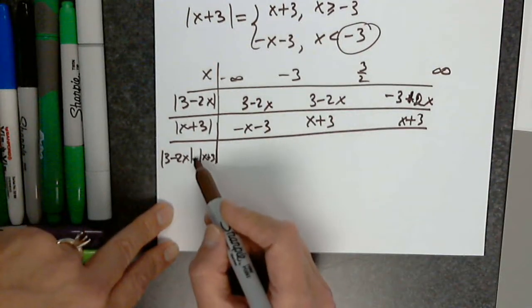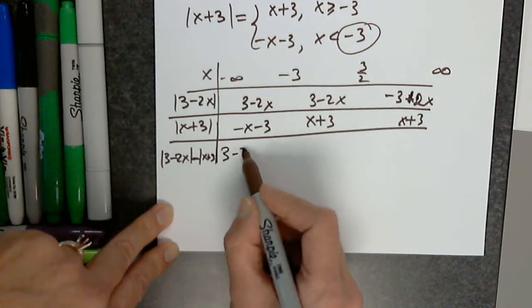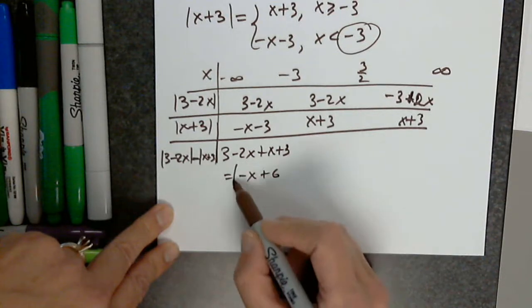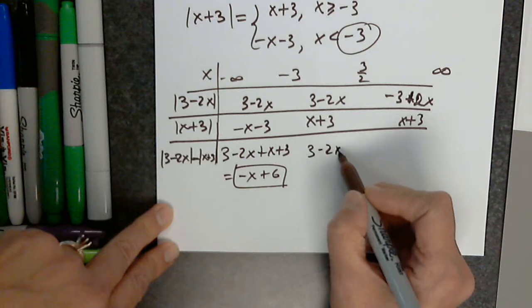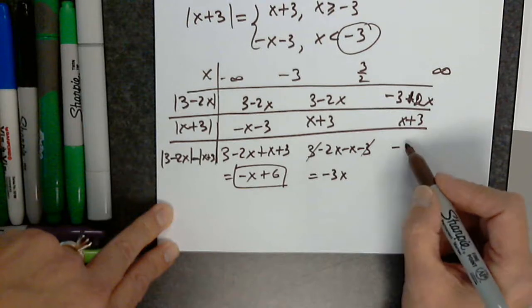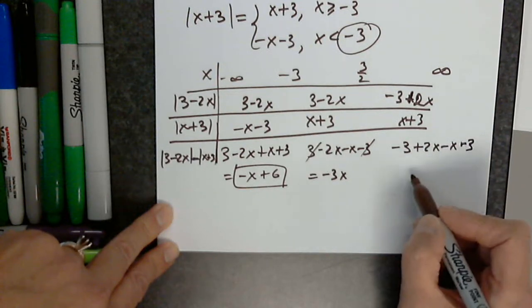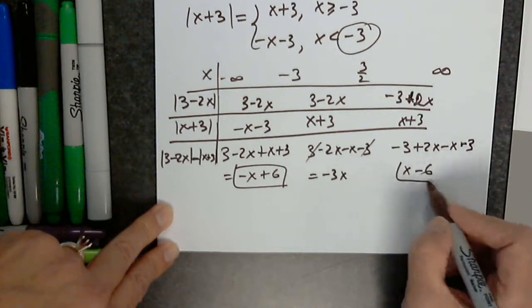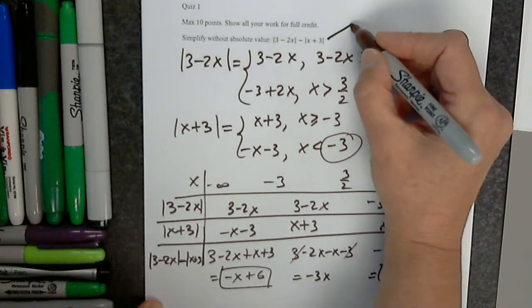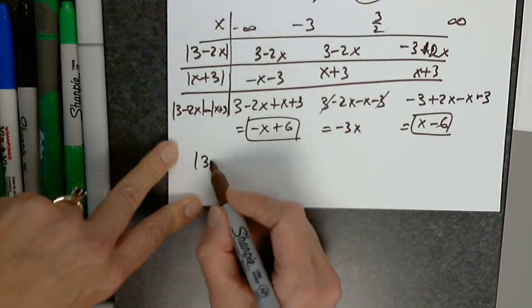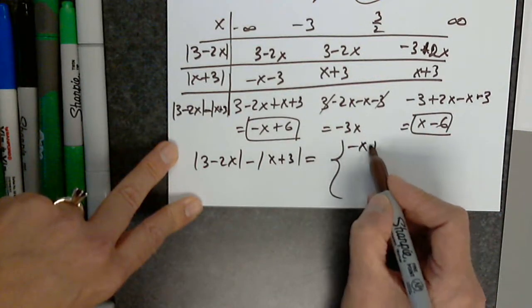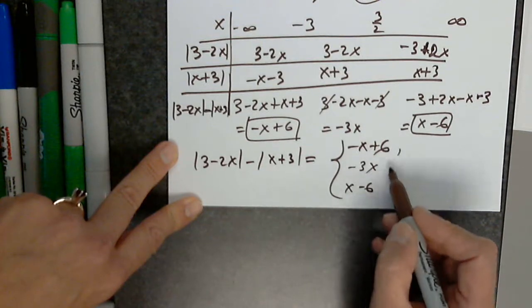All I have to do is perform the difference. 3 minus 2x plus x plus 3, which gives us negative x plus 6. And then 3 minus 2x minus x minus 3, which gives us negative 3x, because these two go away. And this is negative 3 plus 2x minus x minus 3, which will be x minus 6. So then the absolute value from here, I'm going to have to copy it so I can show it what it is. There are three options: negative x plus 6, negative 3x, and x minus 6.